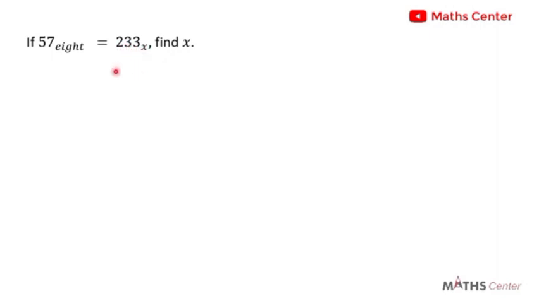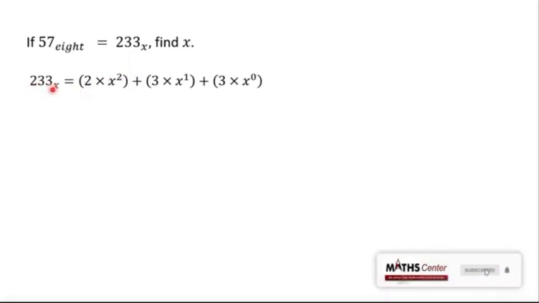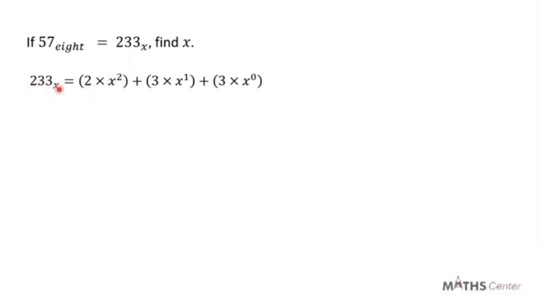We will begin by converting both numbers to base 10. Let's begin with 233. So we will convert 233 to base 10. We will do that by multiplying each digit in the number by the base, which is x. And then beginning from the right hand side to the left hand side, the first base will have an exponent of 0. The second one will have an exponent of 1. And the third one will have an exponent of 2.